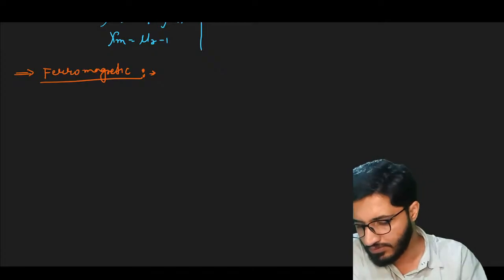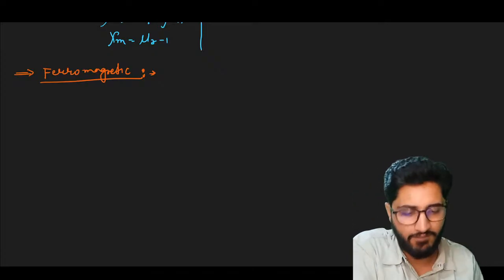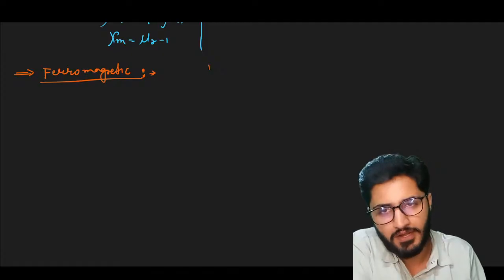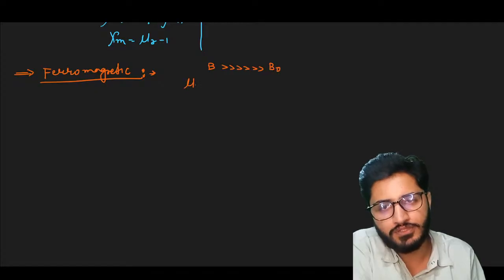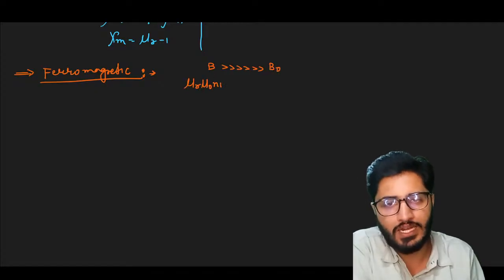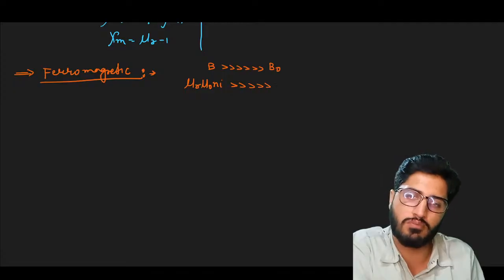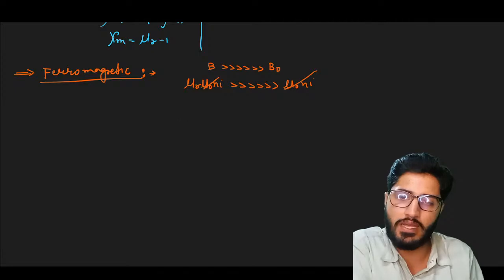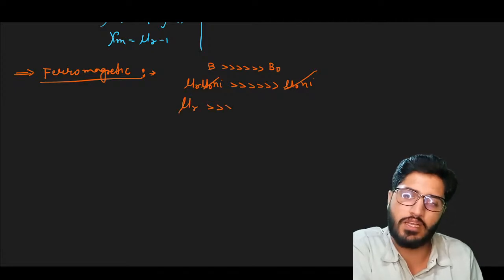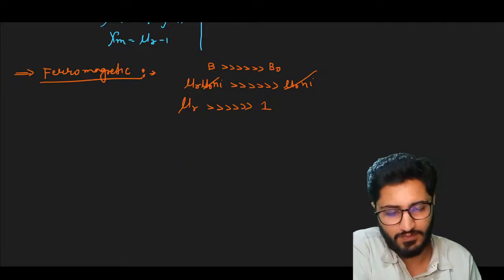Okay, so we are having now ferromagnetic. So in ferromagnetic, my internal is very much more than my external. Internal means nu r, nu naught, ni. It is more than nu naught, ni. Cancel out. So my nu r is very much greater than 1. Okay. One more thing.